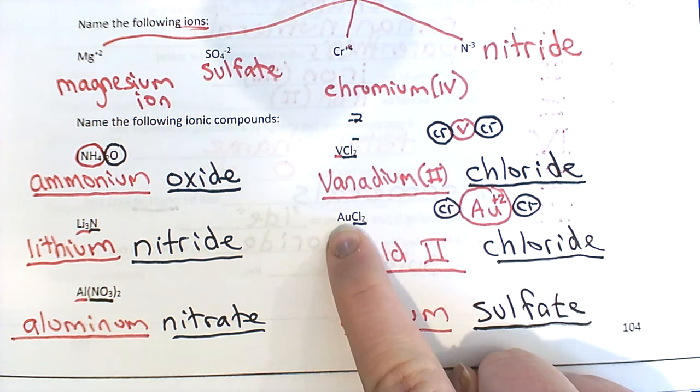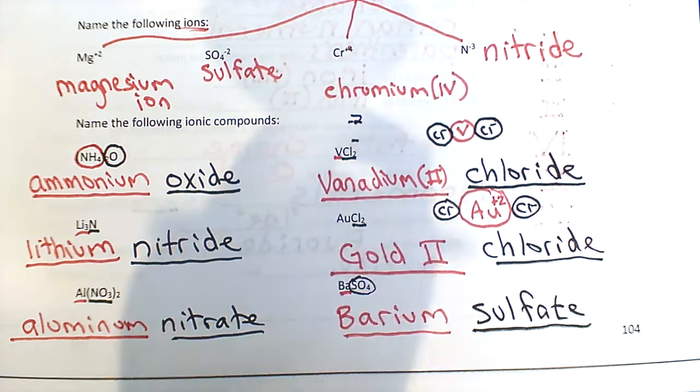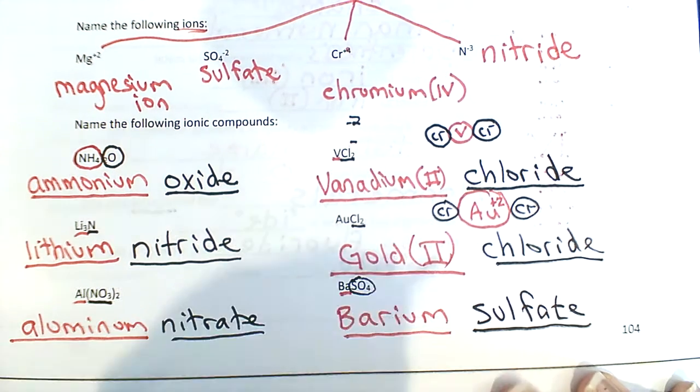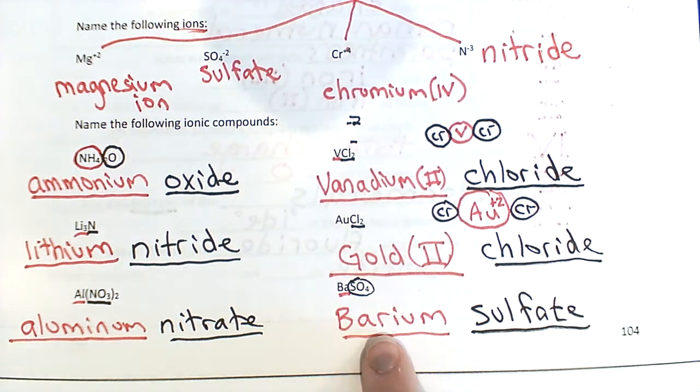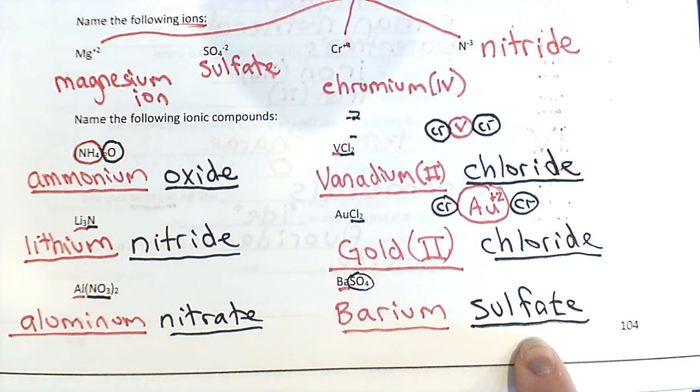And if I just have one gold to go with it, it must be +2. That probably should be in parentheses. That's my bad. And then barium's not a transition metal, so we just say barium. And it's with something that's more than one element, so we say sulfate.